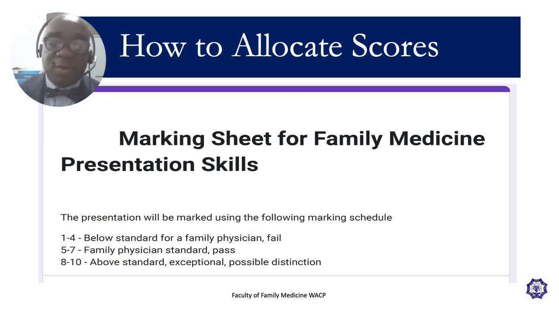A standard or pass is any score between 5 and 7, while a score above 7, that is specifically 8 to 10, indicates it's above the minimum standard and is exceptional, possible distinction. So please, we'll use this throughout for the sections with modifications as required.